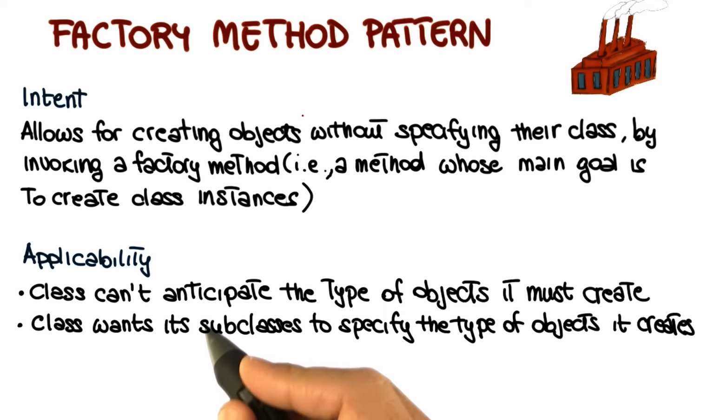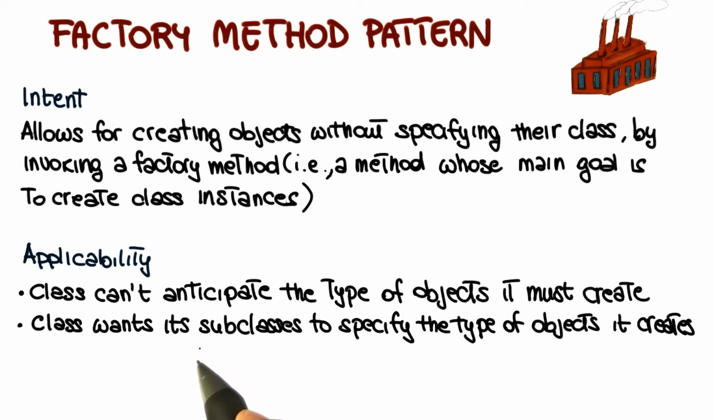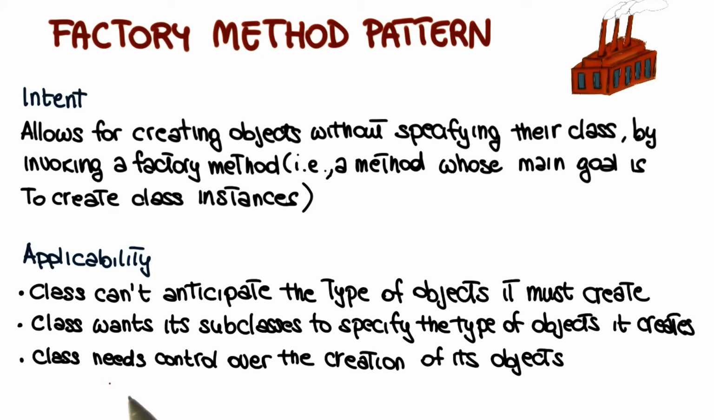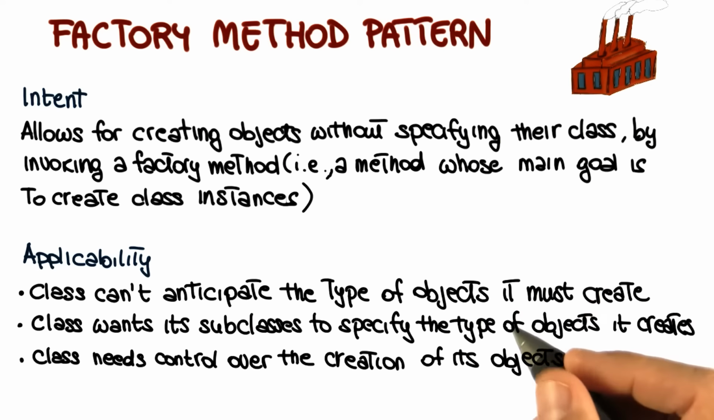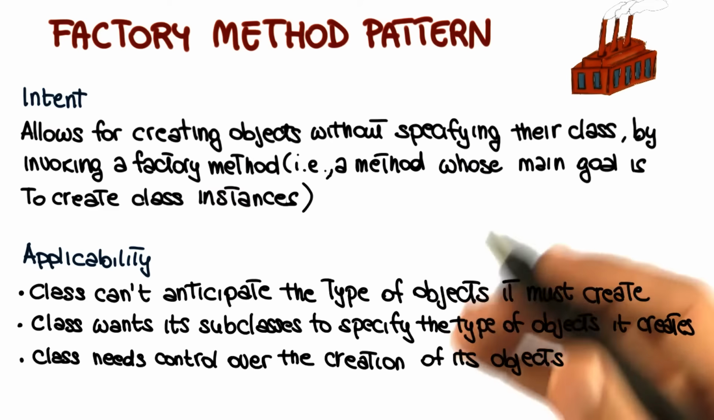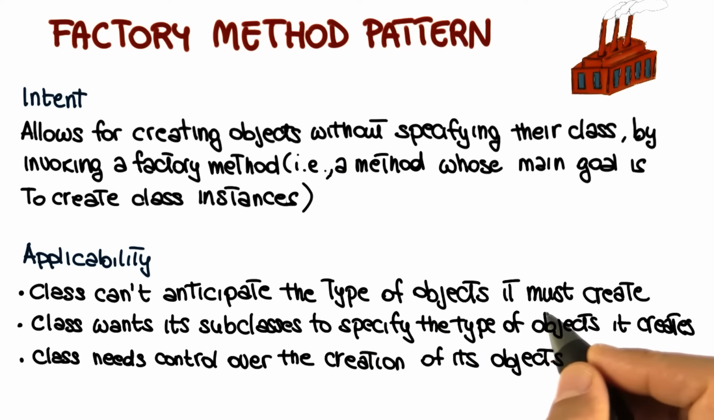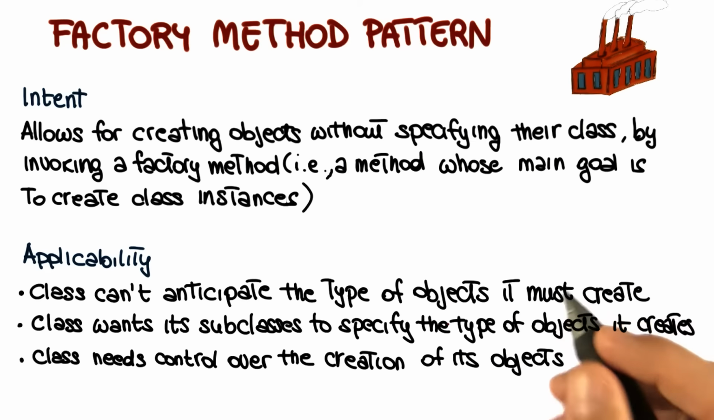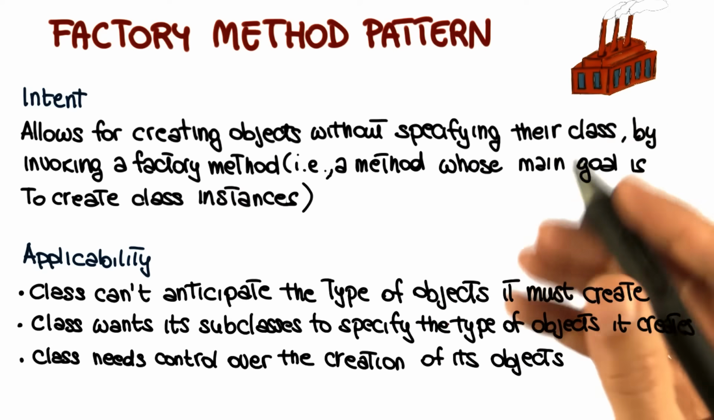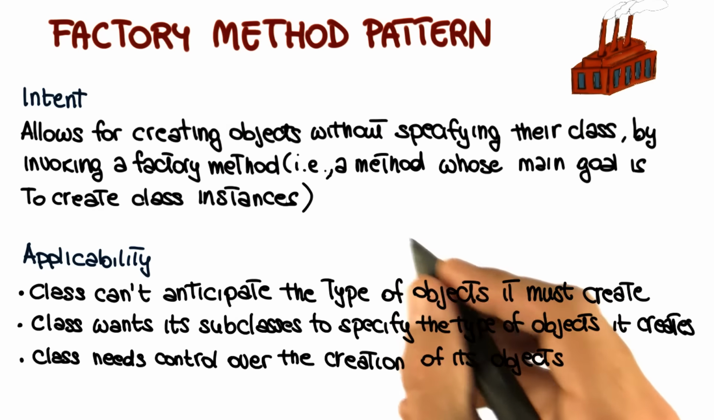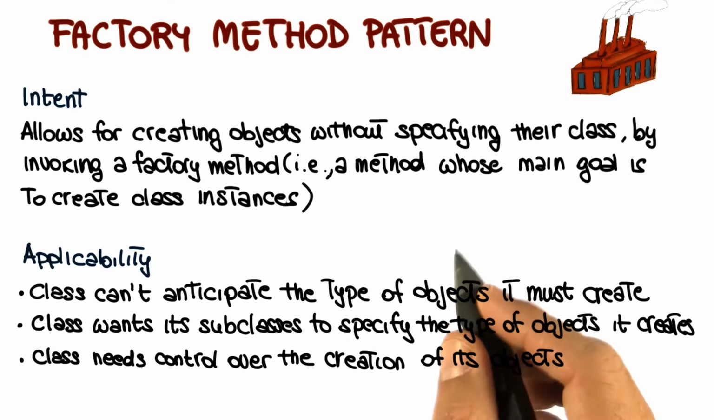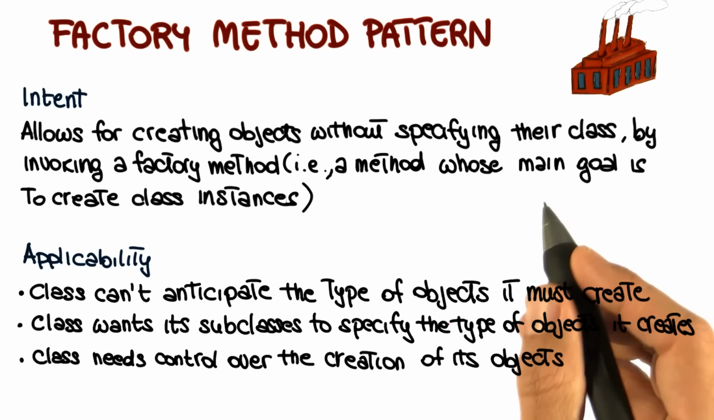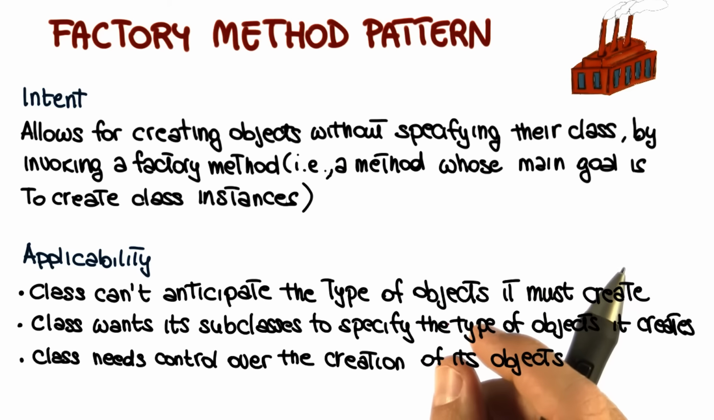A second case in which the factory method pattern is applicable is when a class wants its subclasses to specify the type of object it creates. And we'll see an example of this in a minute. Finally, factory method patterns are applicable when a class needs control over the creation of its objects. And in this case, one possible example is when there is a limit on the number of objects that can be created. A special example is a singleton. If you're familiar with it, a singleton is a class for which only one instance can be created. The factory method pattern is perfect in these cases because it allows to control how many objects get created. So in this case, it would allow the creation only of a single object. And from the second time that it is invoked, it will just return the object that was previously created.